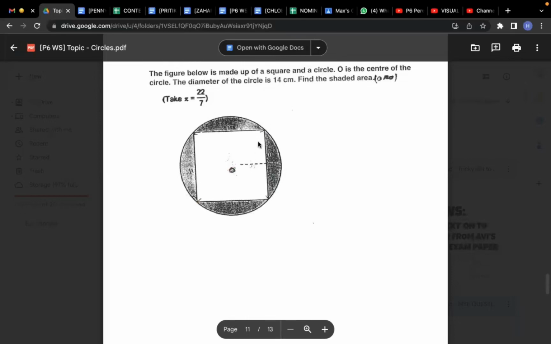Hi everyone, today we are looking at a circle question. This is a very common question that a lot of students tend to struggle with, especially when they see a square in a circle and we do not know the measurements of the square.